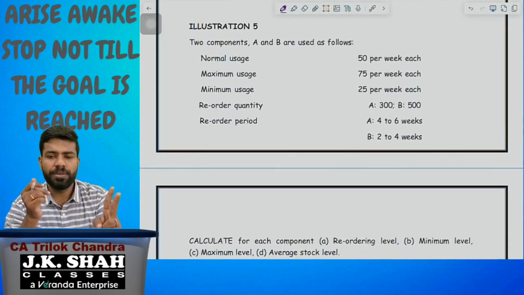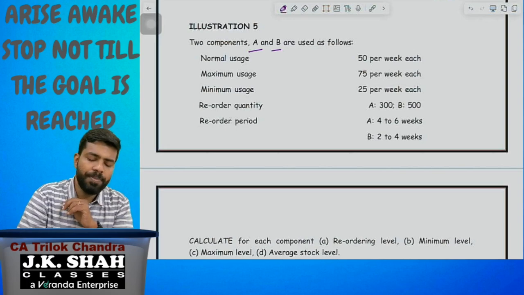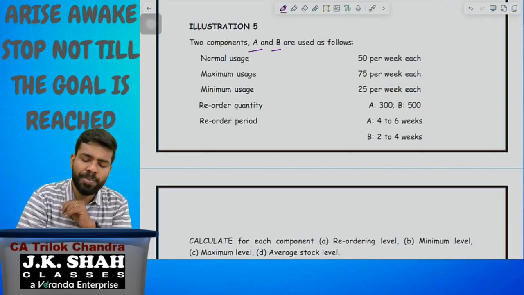Two components A and B are used as follows. Normal usage 50 units per week each. Maximum usage 75 units per week each. Minimum usage 25 units per week each. Reorder quantity A 300, B 500. Reorder period A 4 to 6 weeks, B 2 to 4 weeks.